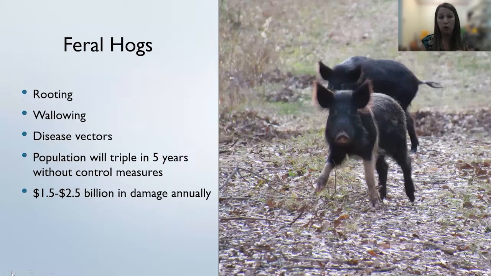They also like to wallow in water or muddy areas, which again is going to disturb the soil and kill vegetation. But also, while they're rolling around in the mud, they're peeing and pooping directly into the water body, which is bad in terms of bacteria and nutrient loading. They're also hosts for over 65 different parasites and pathogens that we really don't want getting into our drinking water.